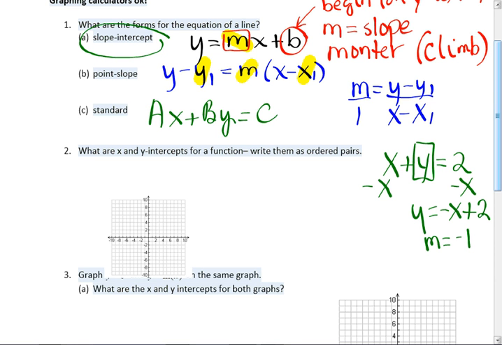And you would begin at 2 on the y-axis. So if you just can think of slope as just a measurement, that's all it is. And we just don't use it that much.